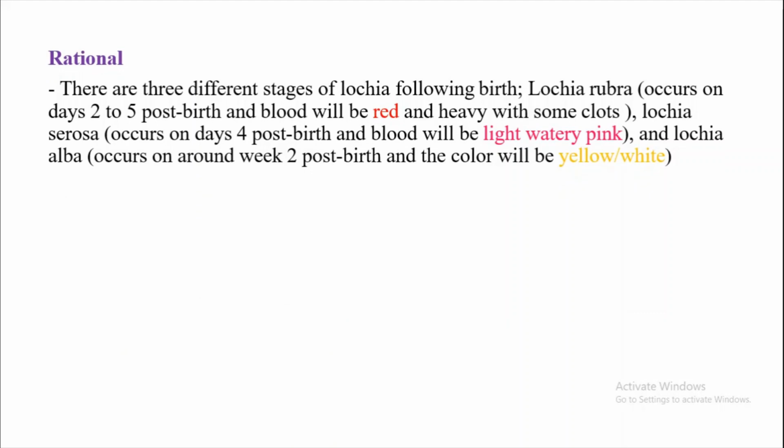There are 3 different stages of lochia following birth. Lochia rubra occurs on day 2 to 5 post-birth and the blood will be red and heavy with some clots. Lochia serosa occurs on day 4 post-birth and the blood will be light, watery pink. And lochia alba occurs around week 2 post-birth and the color will be yellow-white.